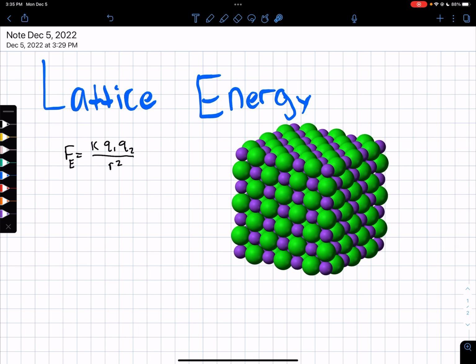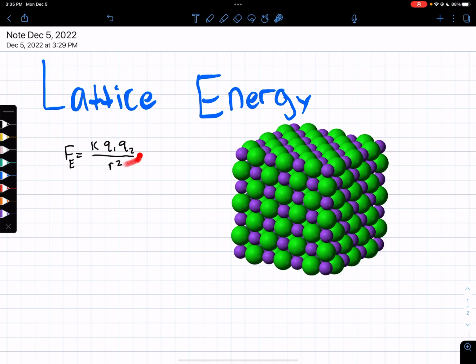It says that the ratio of those ions would be 1-to-1. Like for every one sodium ion, there's one chloride ion. Exactly. So for determining which crystals are going to have a higher lattice energy, it's important to think of the electrostatic force that keeps these ions together.